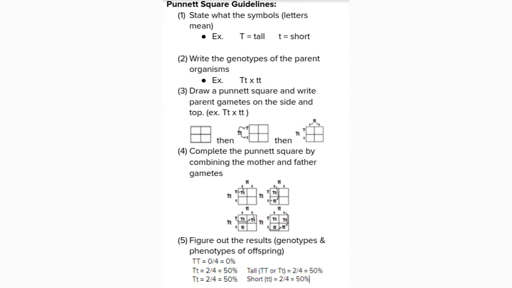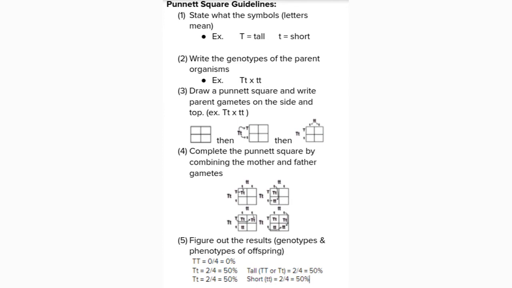Then you draw out the Punnett square. In the Punnett square, you write the parent gametes on the side and then the top. So big T, little t, I separate it out. Big T goes on the side and then on the other side, little t. Again, one, and then the other square. So that we could complete the square by combining the mother and father gametes. So big T goes with little t goes with little t. Big T goes across, little t comes down. Little t goes across, little t comes down.